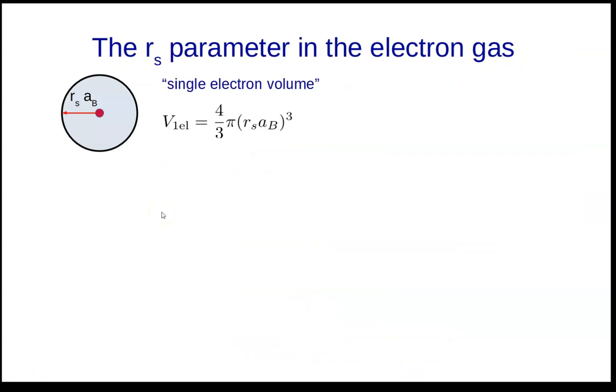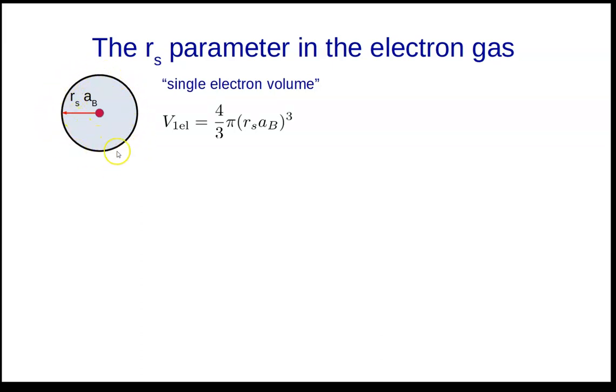Okay, so let's start by defining the so-called Rs parameter for the electron gas. We do that by considering the so-called single electron volume, meaning that for a given density, what's the average volume that a single electron occupies.